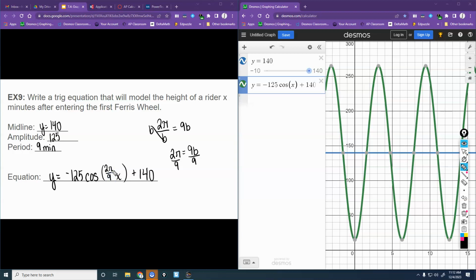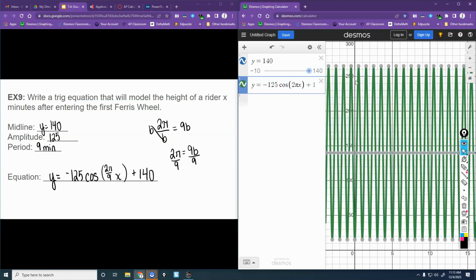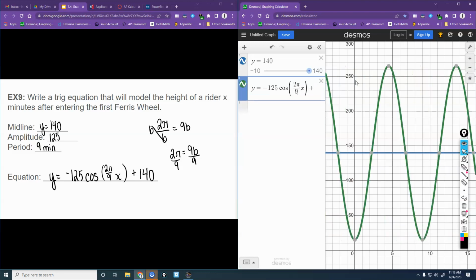over 9. Now, these are going to be multiple choice, so you won't have to write that by hand. You'll just have to match it. So if you have an answer choice with 2 pi over 9 right there, you can see if you go from your lowest point to your next lowest point, you have a period of 9. So you would know that would be the correct answer right there.